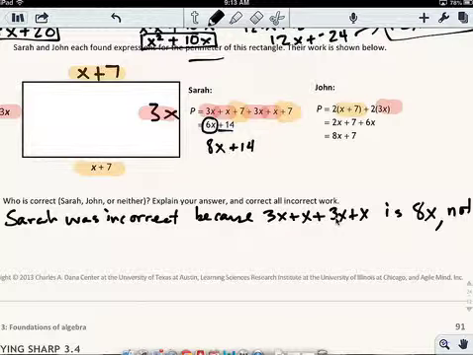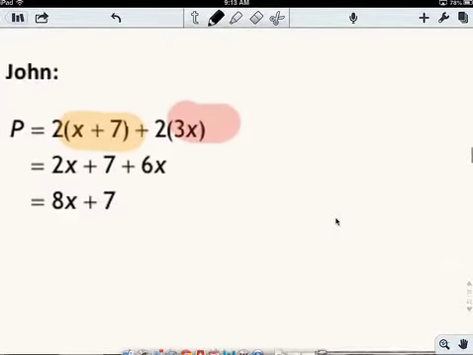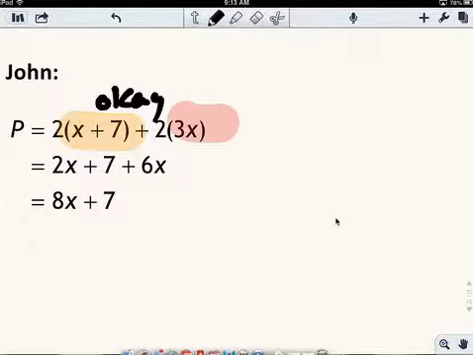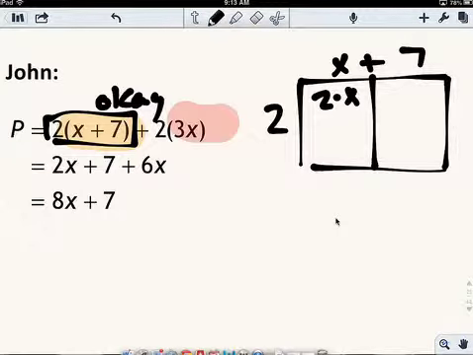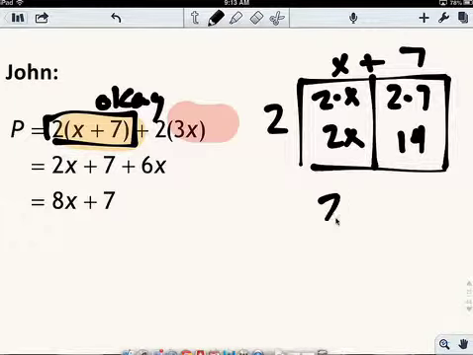Let's think about what 2 times x plus 7 is. So I'm going to zoom in here. We're going to check John's work because this part looks okay. So let's check his arithmetic. So I'm going to check 2 times x plus 7, and I'm going to draw our rectangle for that. x plus 7. So that means there's an x area and a 7 area. So this is 2 times x, that's 2x. This is 2 times 7, that's 14. So I get 2x plus 14. Okay, is that what John got?